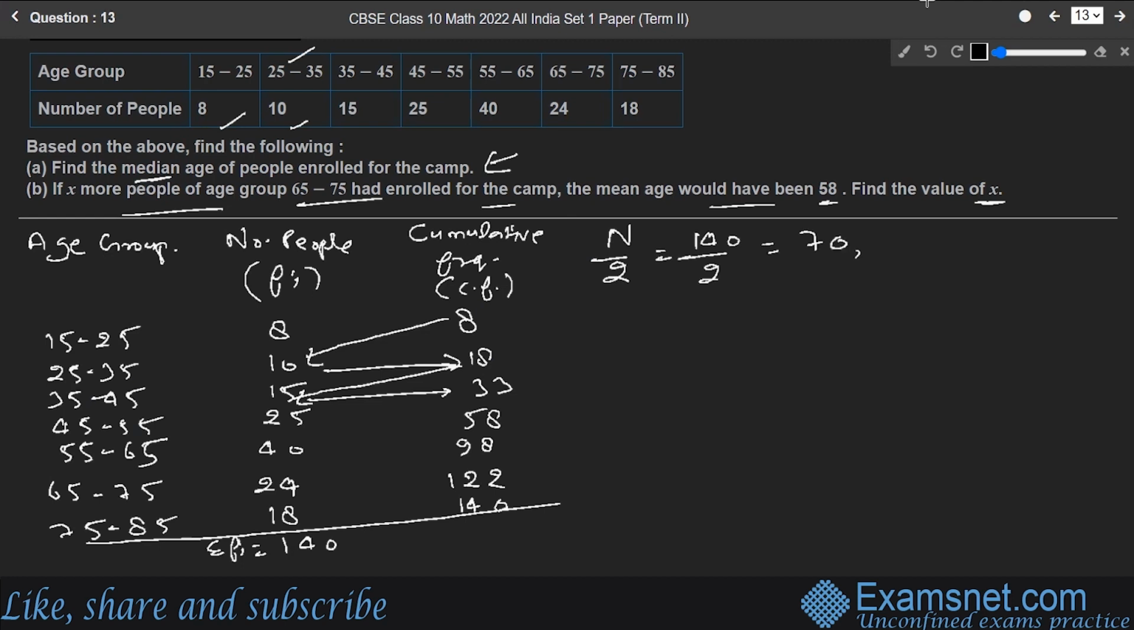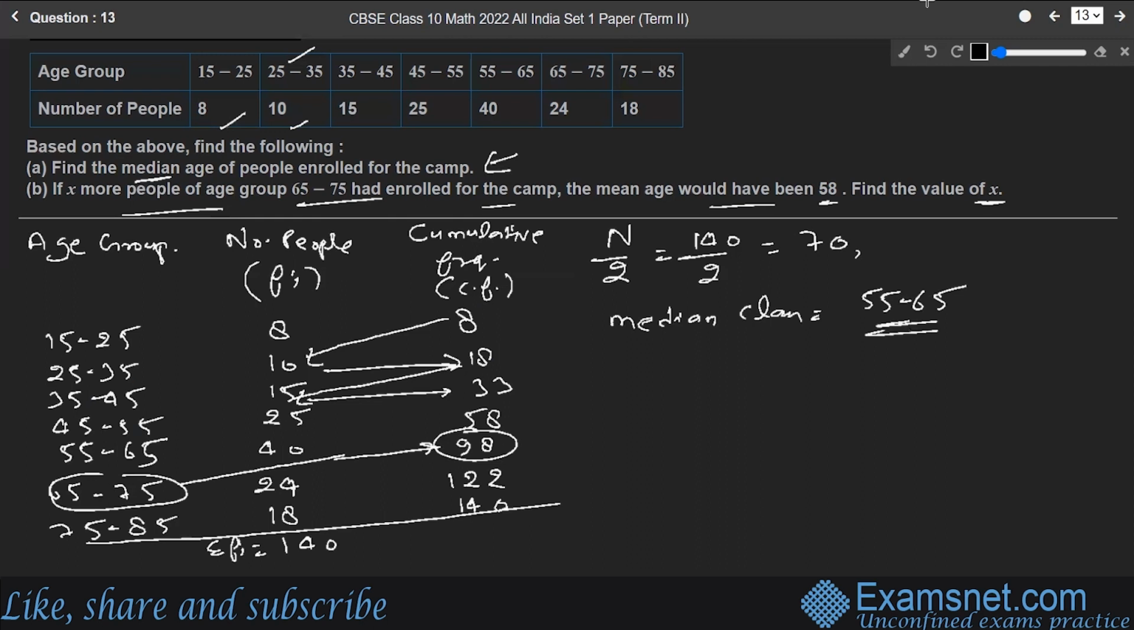Now we need to see the 70 lies in which of the cumulative frequency distribution. So if you can see this, the preceding value in the range of 70 is going to be 98. Okay, the modal class here is 65 to 75, and preceding value to just this is the 98 one, which lies in the cumulative frequency value as 98. So the median class is going to be, just behind the present class, 55 to 65. So this is going to be the median class, 55 to 65.